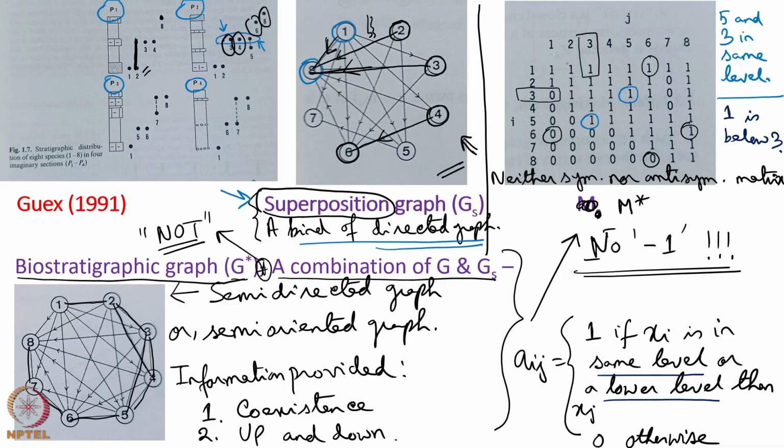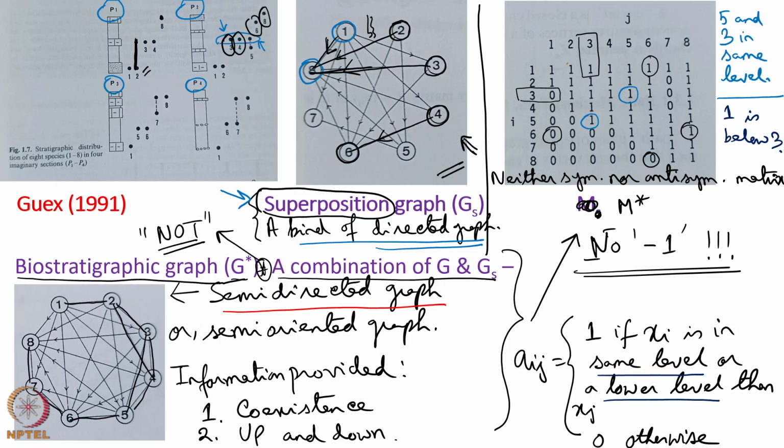Note that what I have drawn right now with black line, they do not have arrows. So, we are dealing with basically a semi-directed graph. What does that mean? In this graph there are some arrows and there are some edges without any arrows. So, it is a mixed kind of graph. So, what is the information that is provided here?